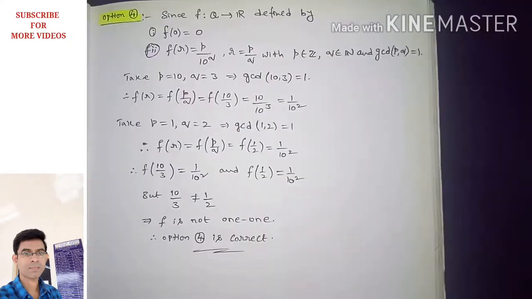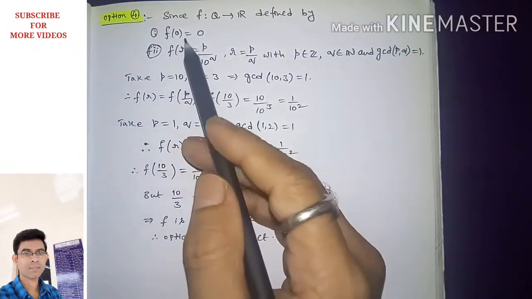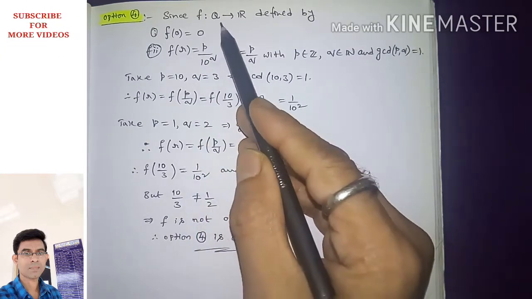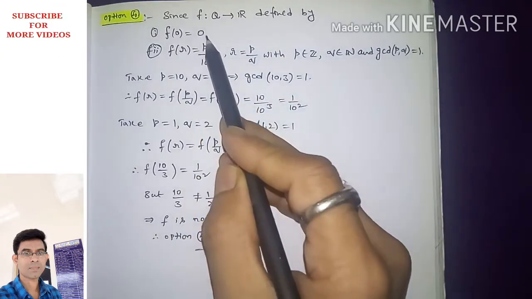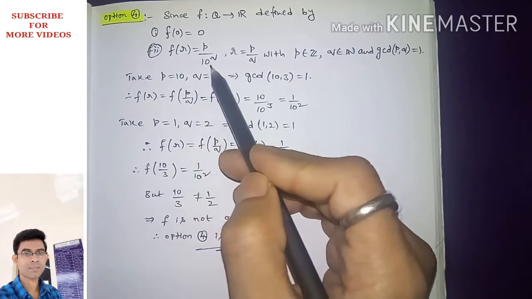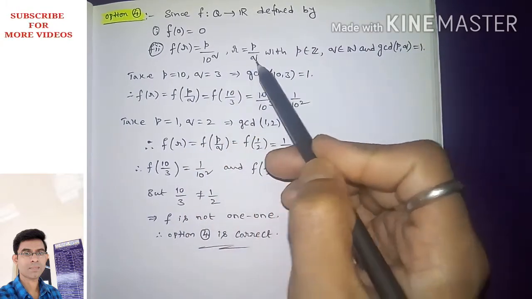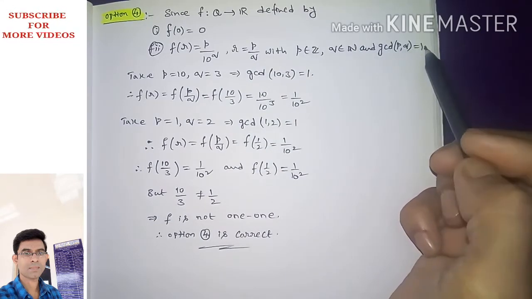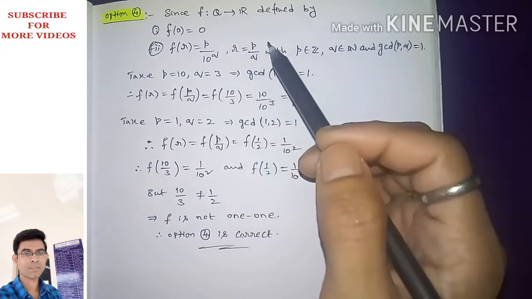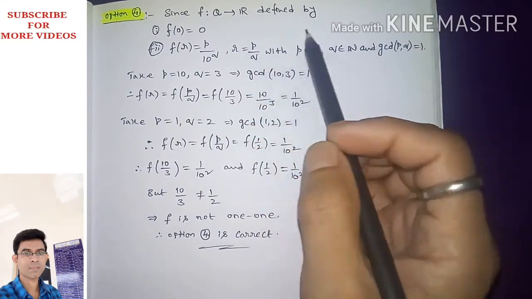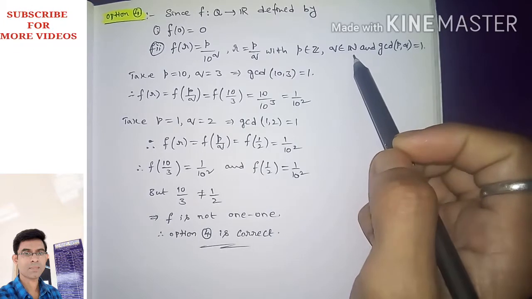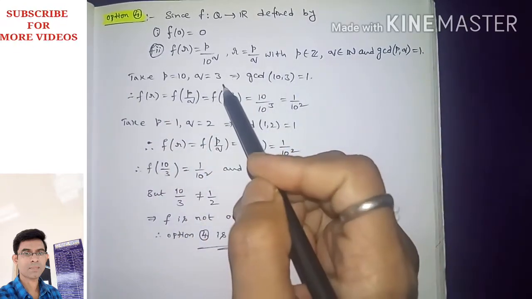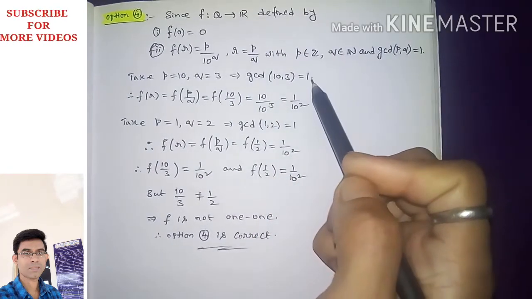Okay, so we'll check option number 4, that is, to check f is not one-one. f is a mapping from Q to R defined by f of 0 is equal to 0 and f of r is equal to p by 10 to the power q, with r is equal to p by q, where p belongs to Z and q belongs to N, and the GCD of p comma q is equal to 1. This is the given definition of the function f. Here p is an integer and q is a natural number. Now take p is equal to 10 and q is equal to 3. So GCD of 10 comma 3 is equal to 1.